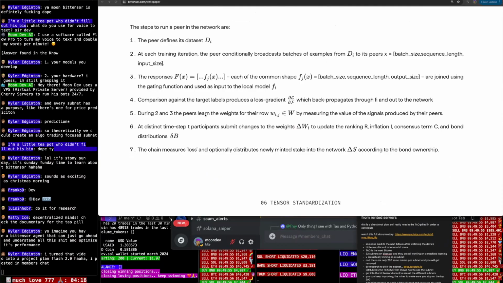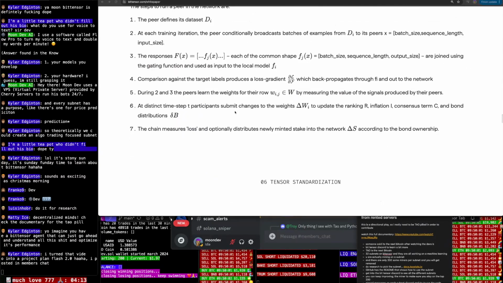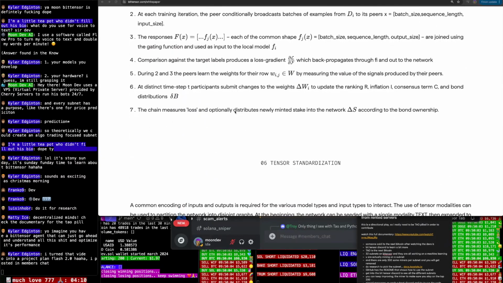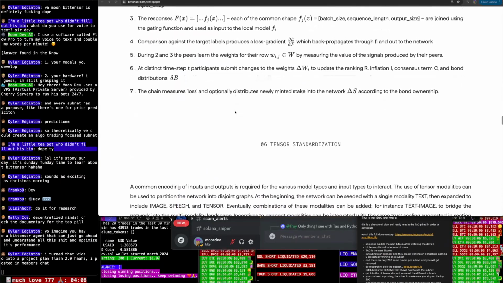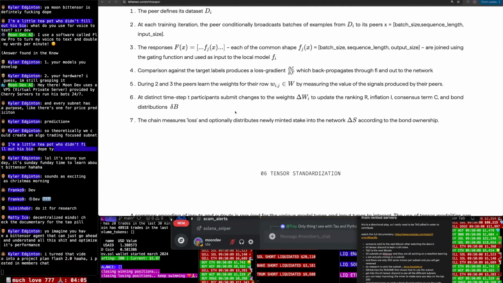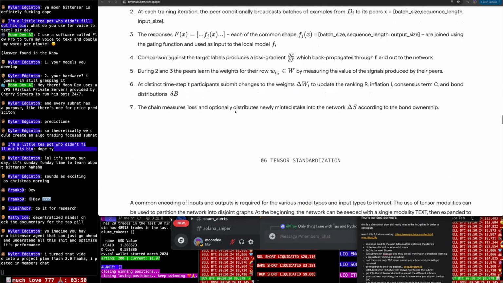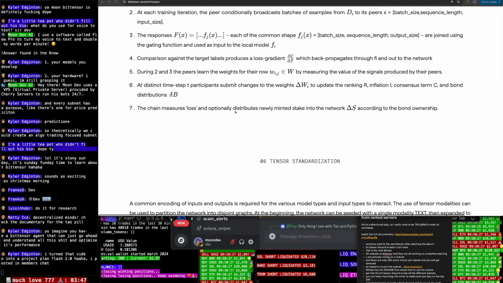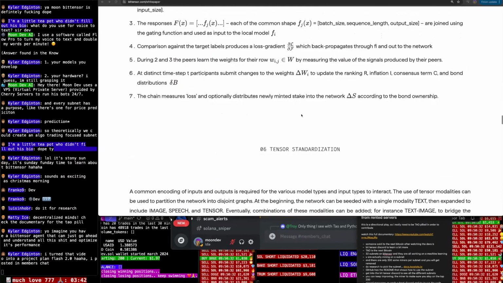Comparison against the target labels produces a loss gradient which backpropagates through F_i and out to the network. During 2 and 3, the peers learn the weights of their row by measuring the value of the signals produced by their peers. At distinct time step T, participants submit changes to the weights to update the ranking R, inflation I, consensus terms C, and bond distributions B. The chain measures loss and optionally distributes newly minted stake into the network S.